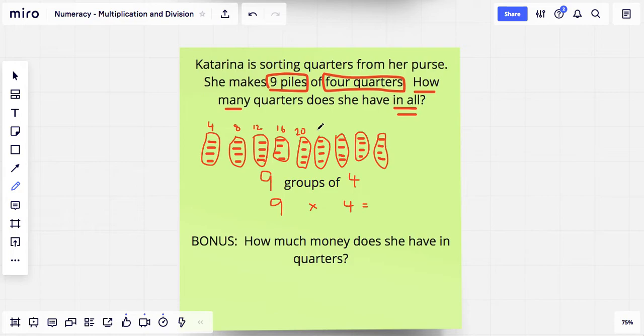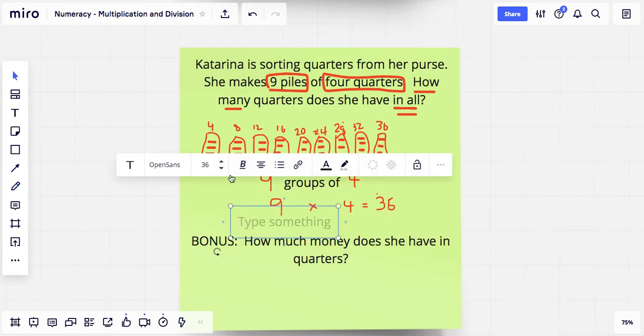21, 22, 23, 24, 25, 26, 27, 28, 29, 30, 31, 32, 33, 34, 35, and 36. So you saw how long that took me there. Again, that's why I keep pushing you to do your best. Make it a goal to memorize your facts. That'll make it easier when you are showing your work and checking for accuracy in your numbers. And so there are 36 quarters.